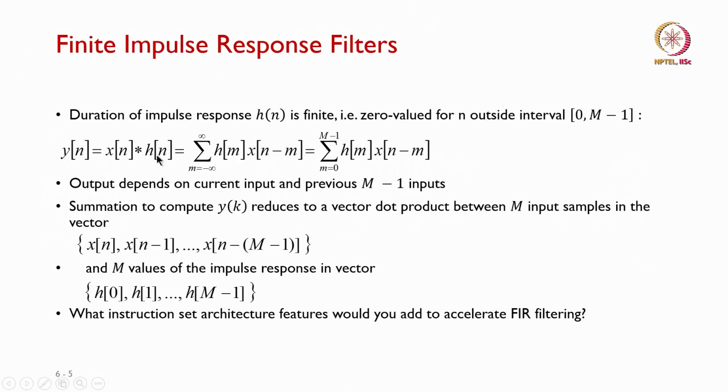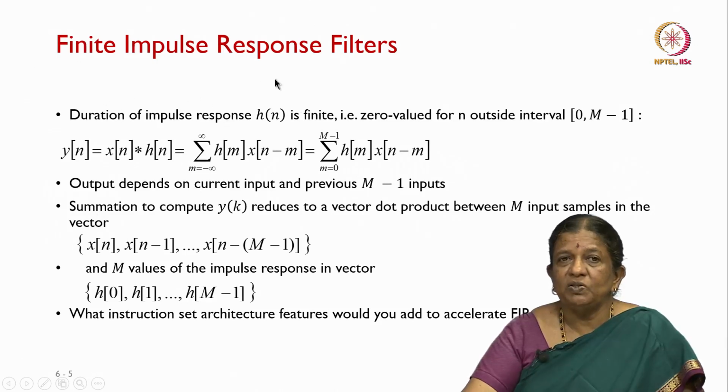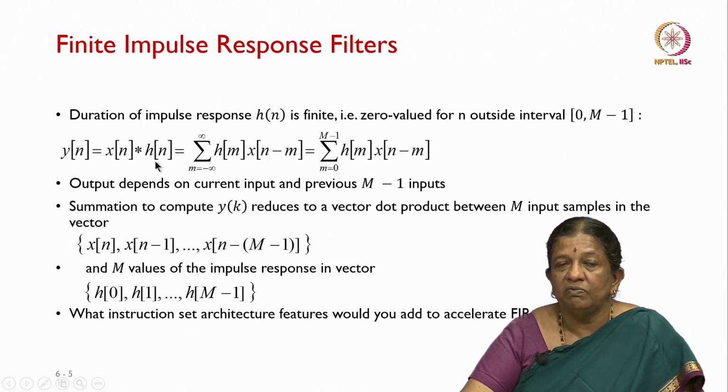Coming to the representation of our finite impulse response filters, we know that the duration of the impulse response h of n is finite. So it is 0 valued for n outside the interval 0 to M minus 1. We say that y of n is nothing but x of n convolved with h of n, which is represented in sigma notation this way, from minus infinity to infinity. In our case, because we will be designing a filter of order M, the summation will be between 0 and M minus 1.